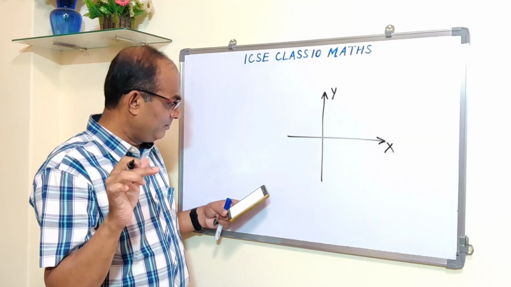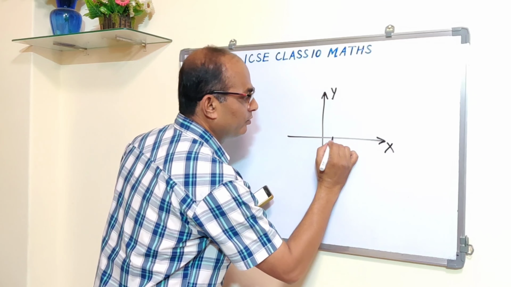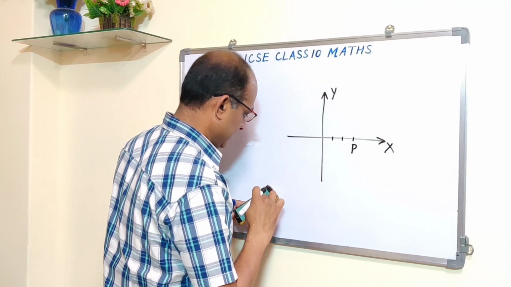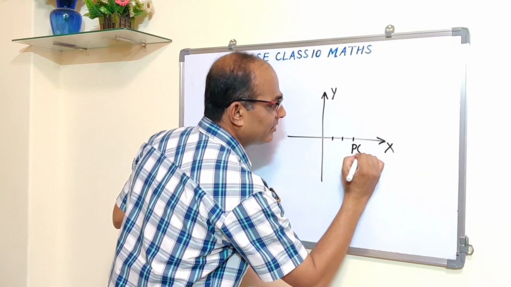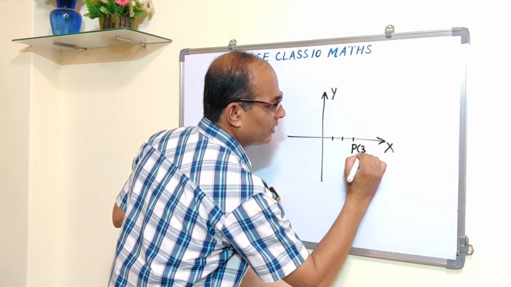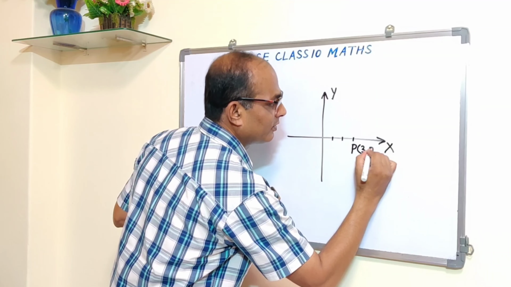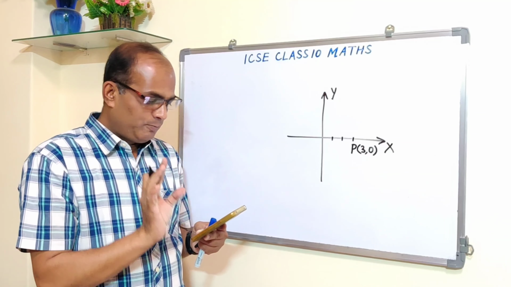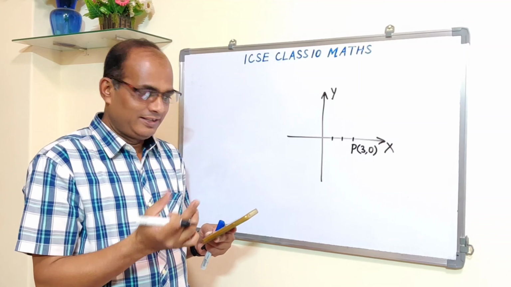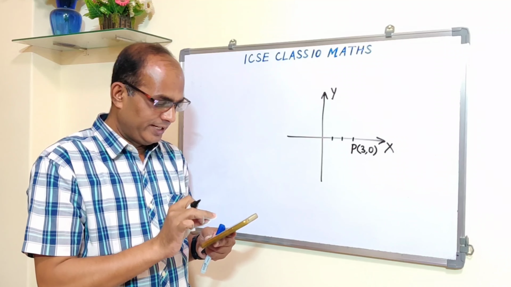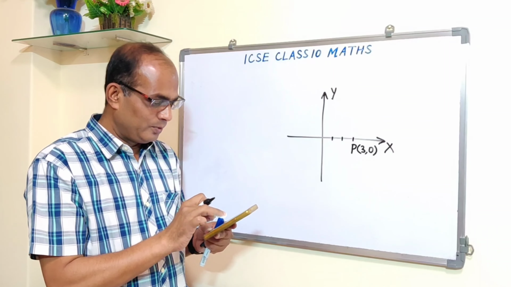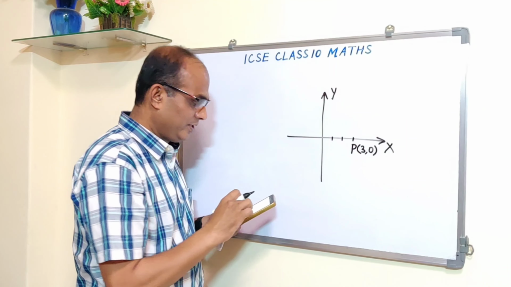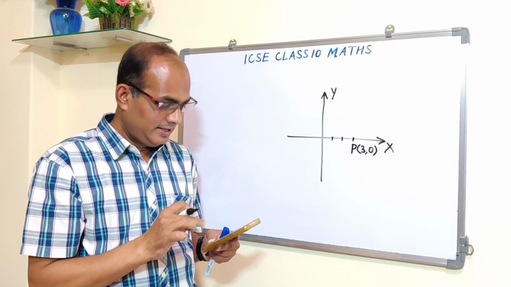The question is the point (3, 0). Suppose 1, 2, 3, this is the point. I'm calling this point P. So P and the coordinates are (3, 0). They have not given P, they have given only the coordinates, so I'm calling the point P(3, 0). If you plot, this is the location of the point (3, 0). The y coordinate is 0, so the point will be on the x-axis.